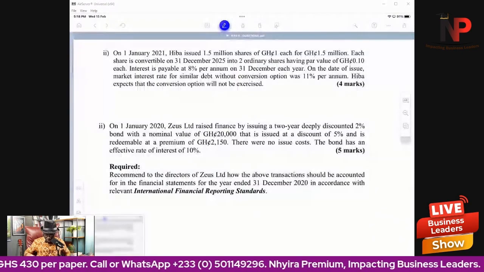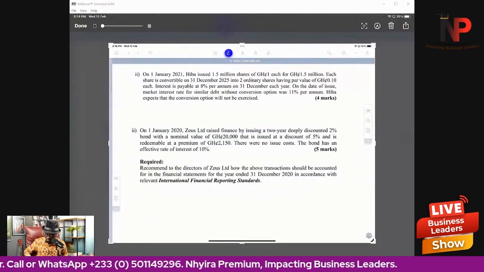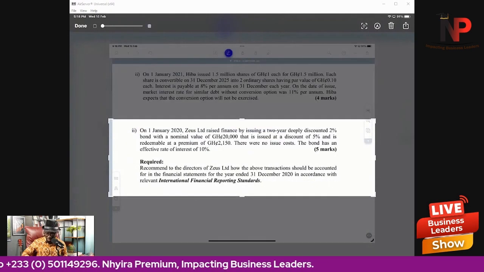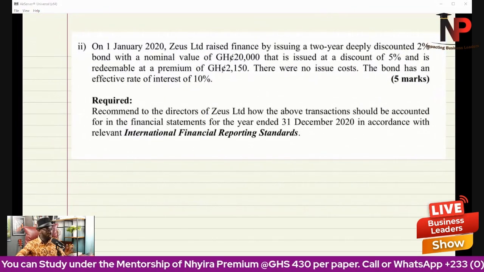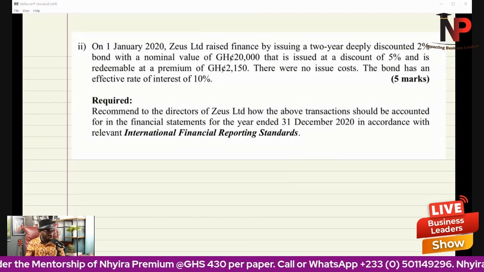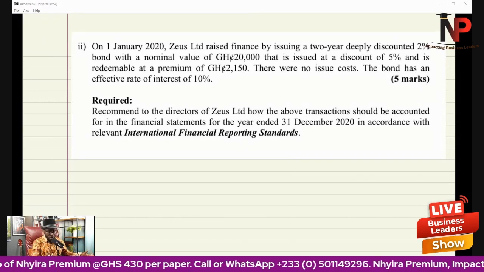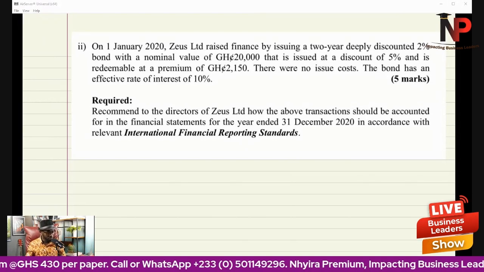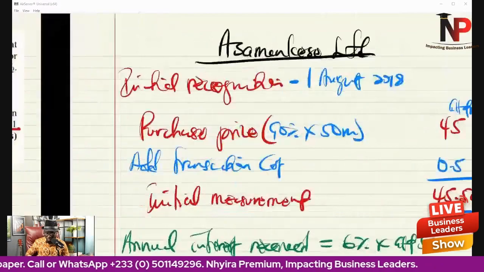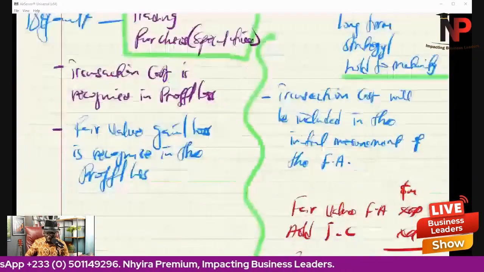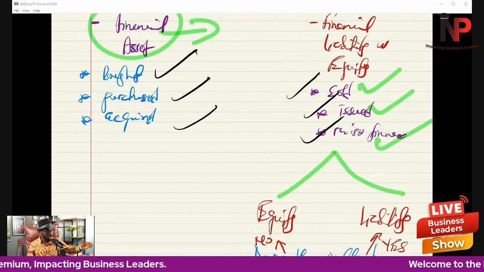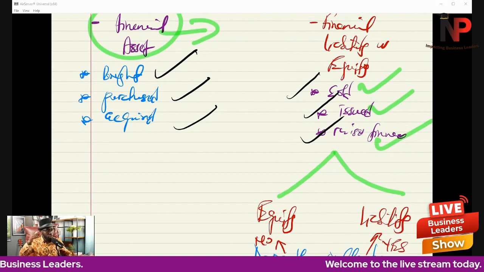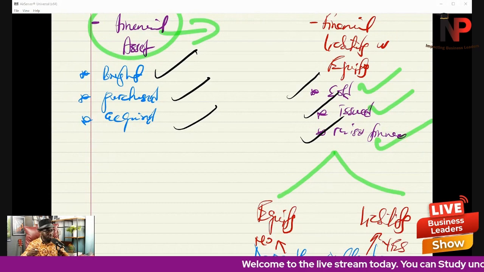This one, Zeus Limited. Let's look at that. Pay attention to the context, and we are going to be referring to the principles, then you solve the question. So again, keeping in mind the choice of words that the examiner can use. What did we say? Bought, purchased, acquired, financial assets. Sold, issue, raise, finance, financial liability, or equity, depending on the context.